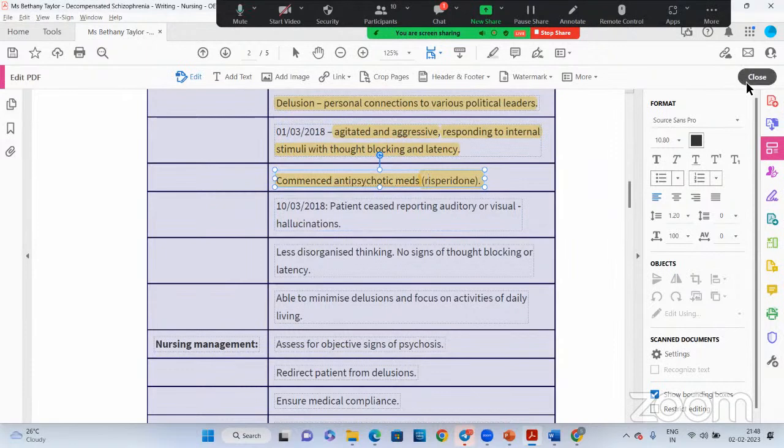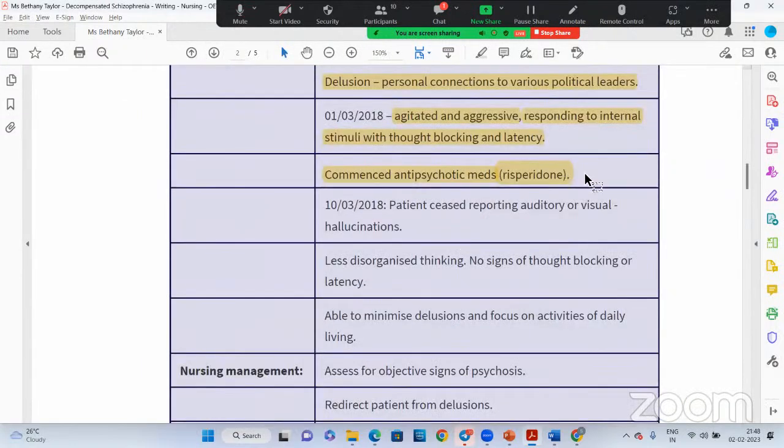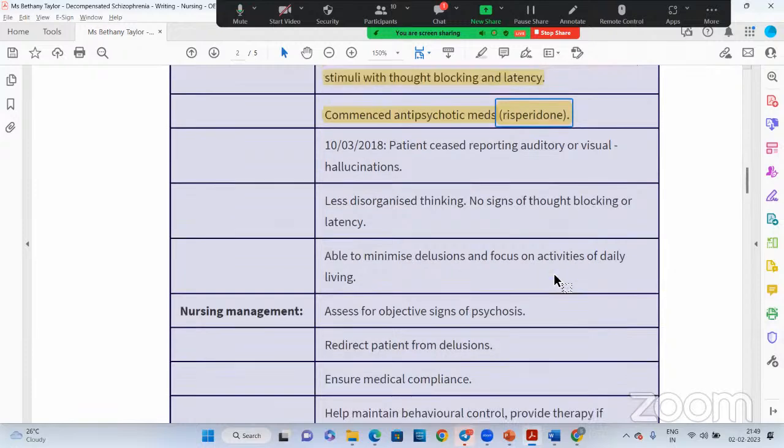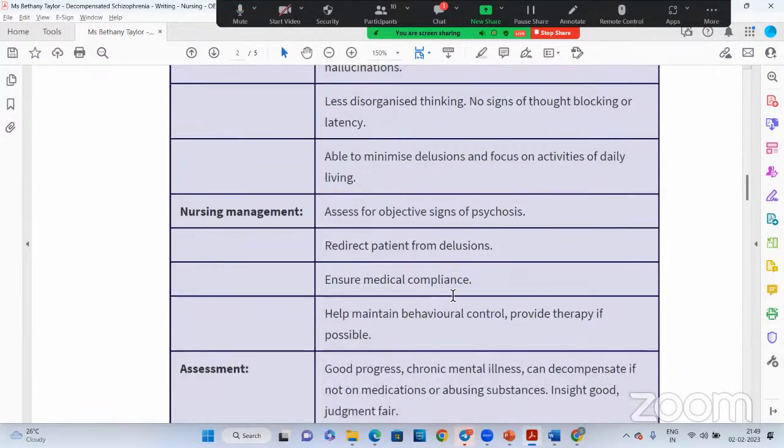Risperidone. Okay, fine. So we have corrected that. So risperidone commenced antipsychotic medications. Number one. Next one. Patient ceased reporting auditory or visual hallucinations, less disorganized thinking, no sense of thought blocking or latency, able to minimize delusions.